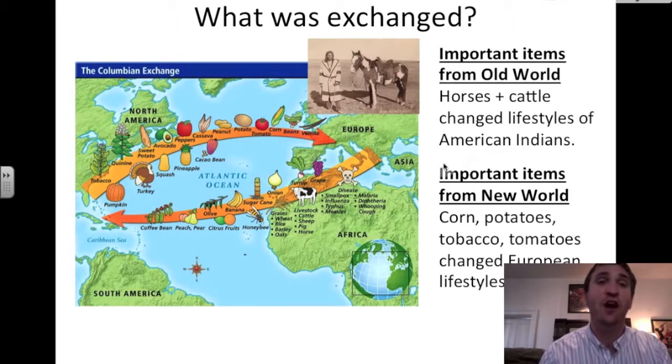Important items from the New World that were sent to the Old World: corn, potatoes, tobacco, and tomatoes. And they changed European lifestyles. They changed the European diet. They changed the way that Europeans raised crops and livestock.